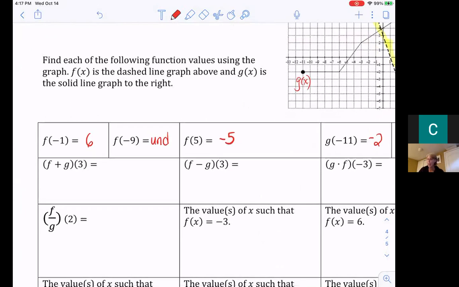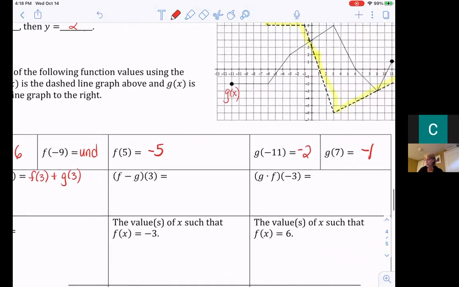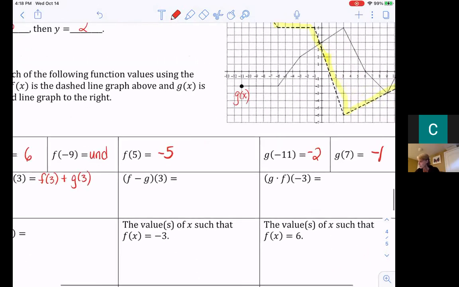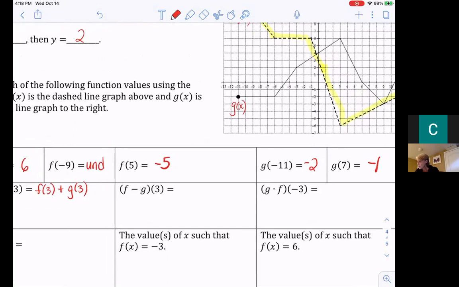So remember, f plus g of 3 really means f of 3 plus g of 3. So when I go to my graph, f of 3 is 6. G of 3 is negative 6. So my overall answer is 0.